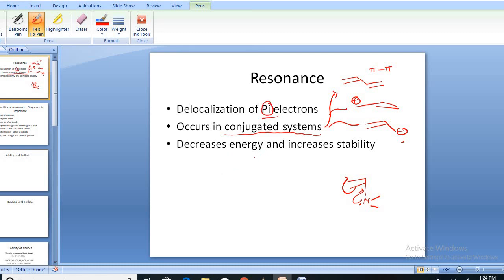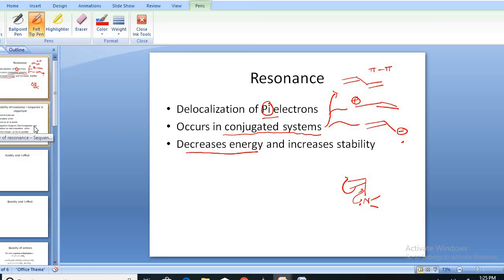What does resonance actually do? That's a very important question. It decreases energy and increases the stability because the charge is getting delocalized. That means the charge is moving continuously from one atom to another. As a result of which, it's going to get drained out in energy. So a decrease in energy, and then it would come to rest much faster. That's the reason it increases stability.